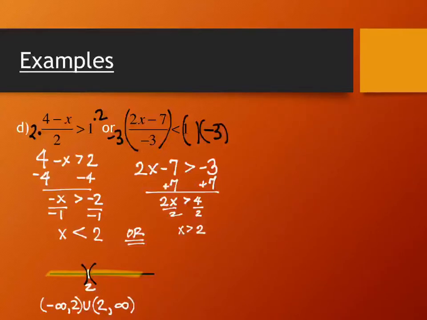Notice, if this said and, the answer would actually be no solution. Why? There are no numbers that are both less than 2 and greater than 2. So that word in the middle is a big deal.